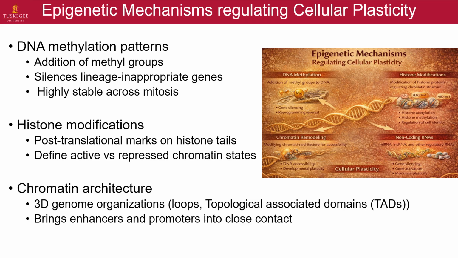We also have histone modifications, which involve post-translational markers on histone tails. This can also help define active or repressed chromatin states. Chromatin architecture also undergoes adjustments, whereby the 3D genome organization, using things such as topologically associated domains, among others, helps bring enhancers and promoters into close contact. So here in the image, I was just trying to give an overall summary.